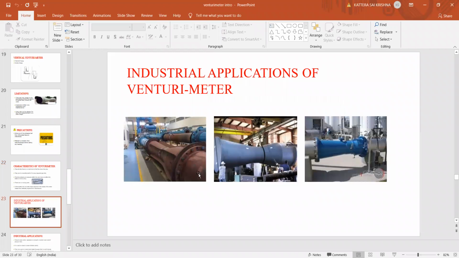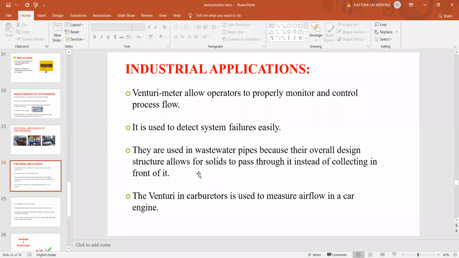Next, industrial applications of your venturimeter. So mostly it is used for monitoring and controlling the process flow discharge. It is used to detect system failures easily. Suppose if you have connected a venturimeter and if the readings which it is showing is not correct, we can identify that something is wrong in that flowing fluid or a failure is happening in that. So that can be done by using venturimeter.